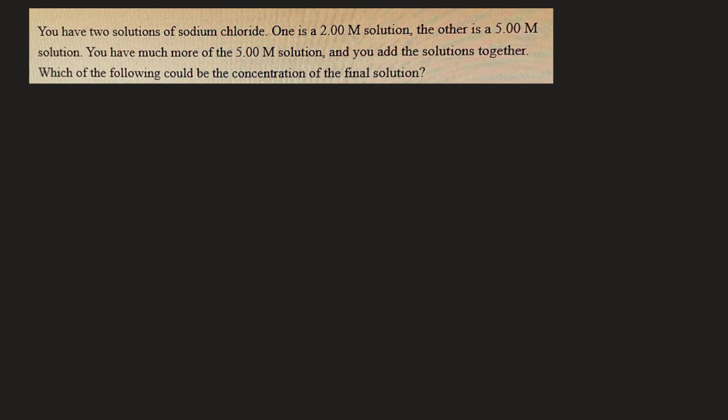Here's another one. It says I have two solutions. So solution A, it's a 2 molar solution, and the other one is a 5 molar solution. You have way more of the 5 molar solution. So, I don't know, let's say I have 10 liters of it, and maybe on this one, I only have 1 liter. You add the two solutions together, which of the following could be the concentration of the final solution? So if I have way more of this, it makes sense that when you mix them, the concentration would lean more toward the 5 than it does the 2, because I don't have very much of that.